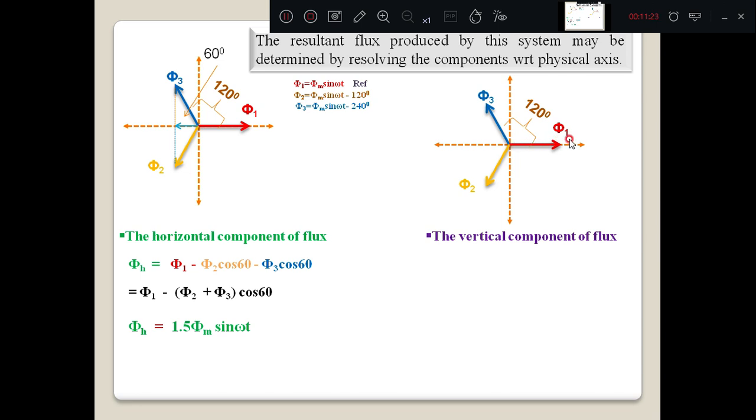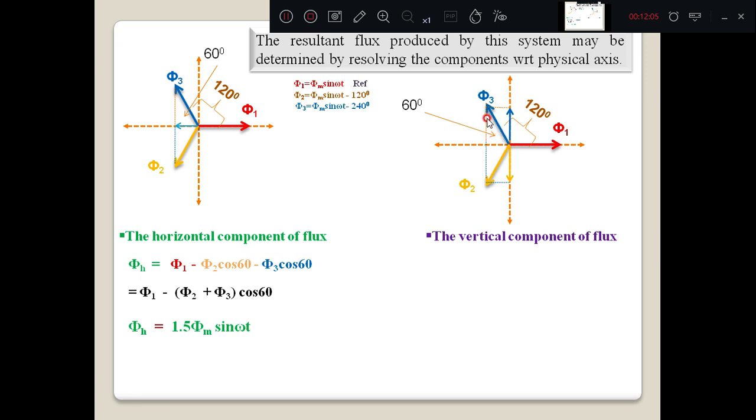The vertical component of phi 1 is 0 because it does not have a y component. Only phi 2 and phi 3 have y components, this value and this value, that I will show you here. Once again this angle is 60, this is also 60. See here, I am resolving phi 3 into its y component. This is the y component. Similarly, this is the y component of phi 2. It is the same as this value.